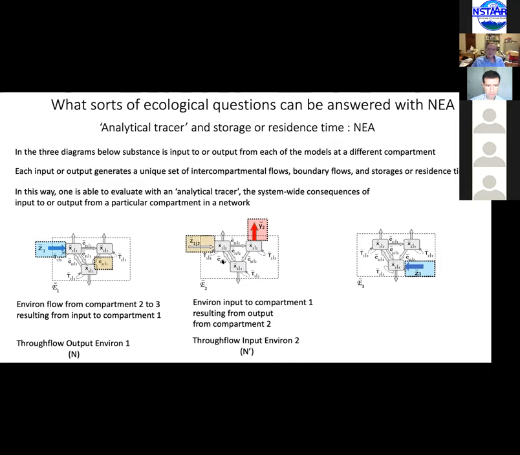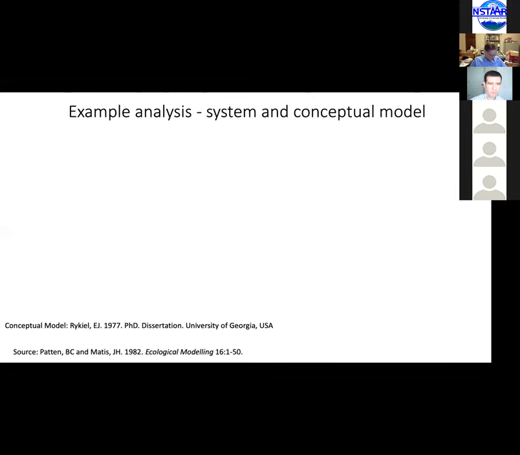Now, if we take an output from compartment 2, we can ask, what would the input have to be to compartment 1 to generate that output? Now, if we're doing storage analysis, we can ask, if we have an input to compartment 2 or compartment 3, what is the storage that's generated in compartment 1? That would be in the S matrix and would be the storage output environment for number 3. And the residence time can also be derived from that, because storage and residence time are related.